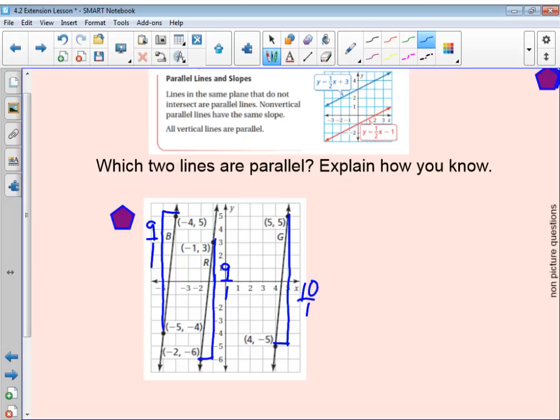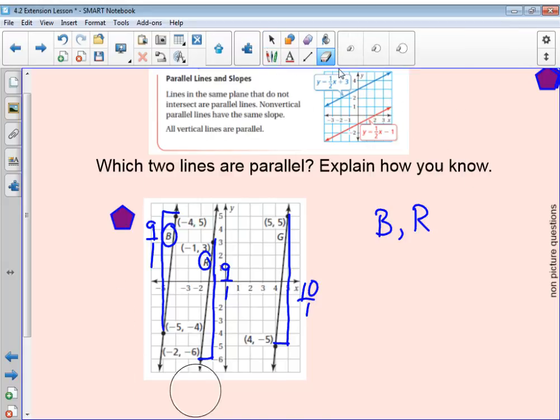Okay, so when I checked the slope on each of those, remember it's rise over run, I'm noticing that my line B and my line R both have a slope of 9 over 1. So B and R would be considered parallel. Why? Because they have the same slope of 9 over 1. Okay, so that's working with the picture.